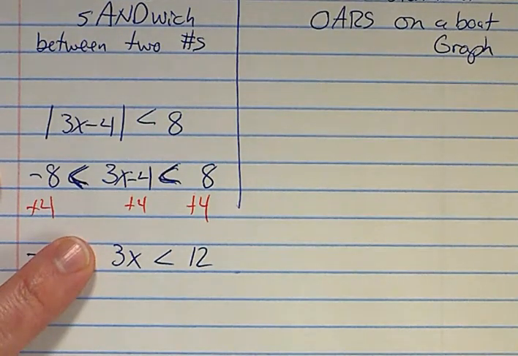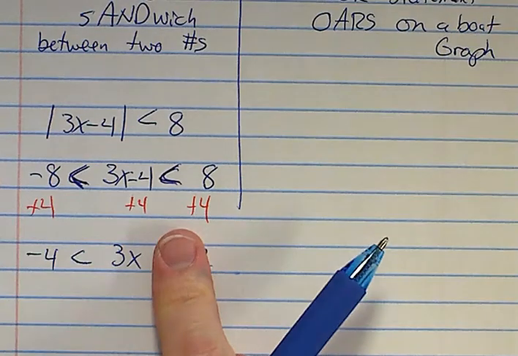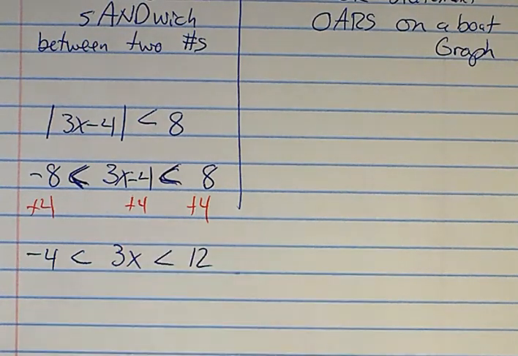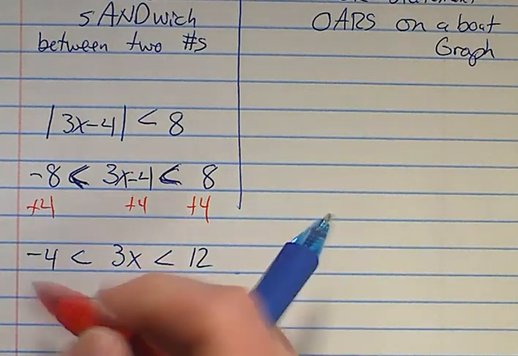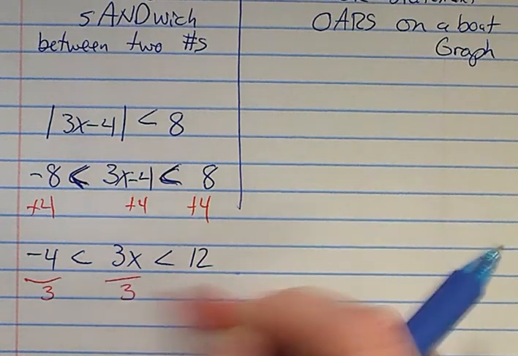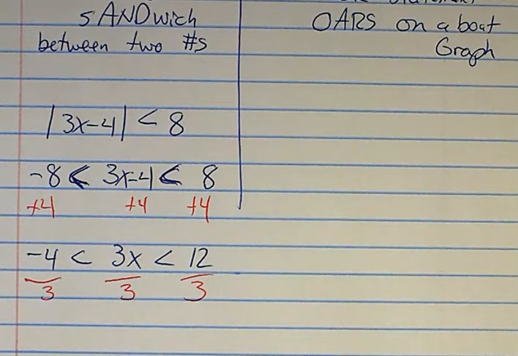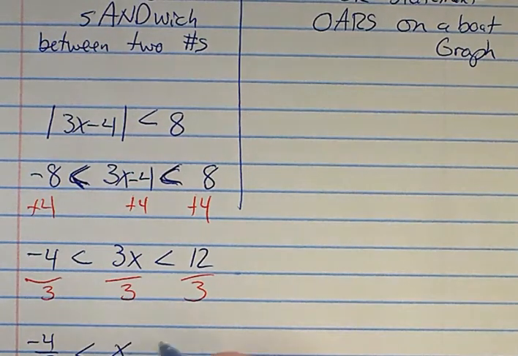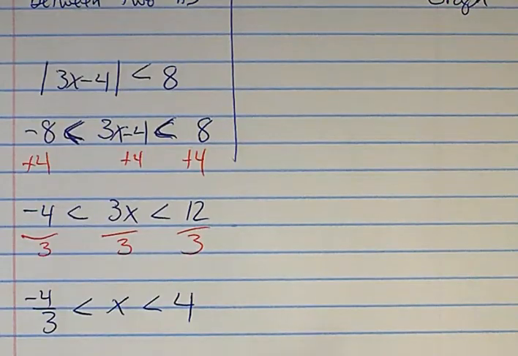Alright, if that was your inequality, you divide by 3. If that was your inequality, you would still divide by 3, so we're just going to take every single thing and divide them all by 3 at the same time. So it's going to leave negative 4/3 is less than x, which is less than 4.